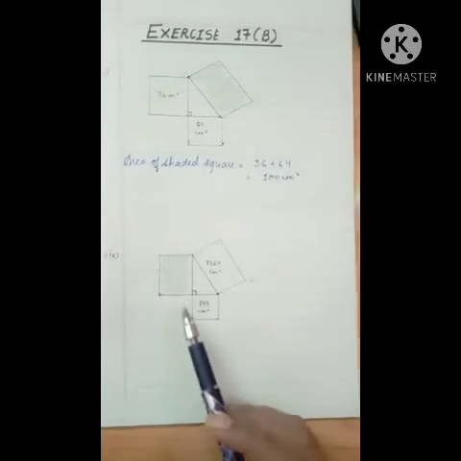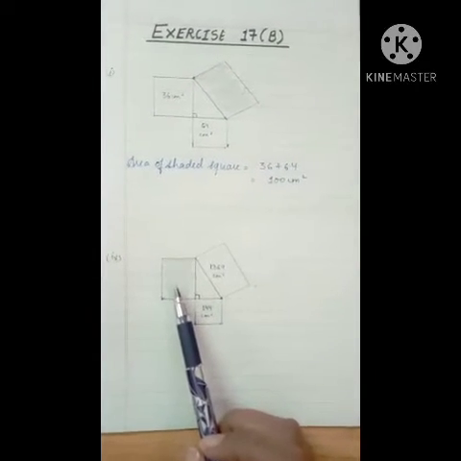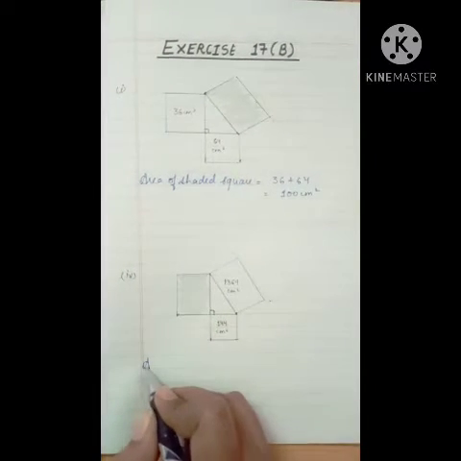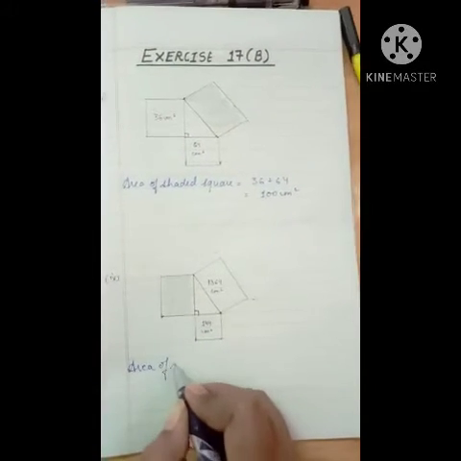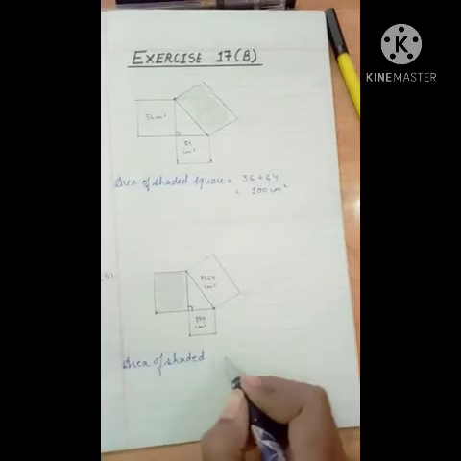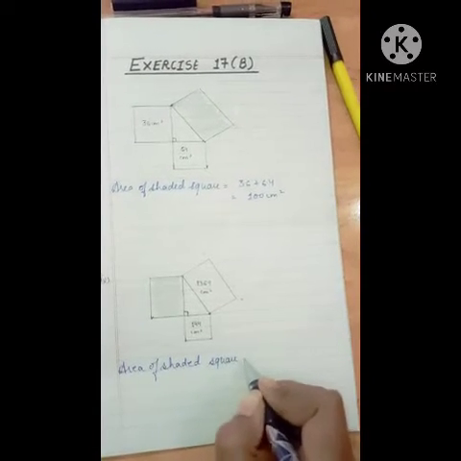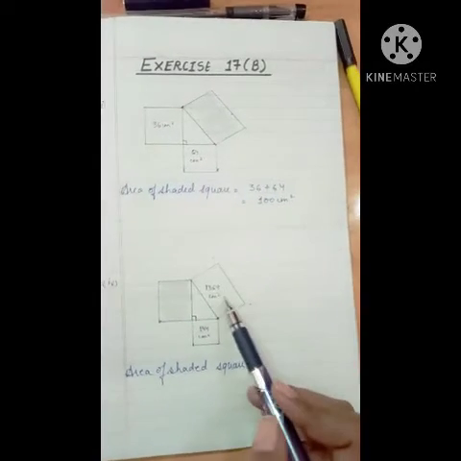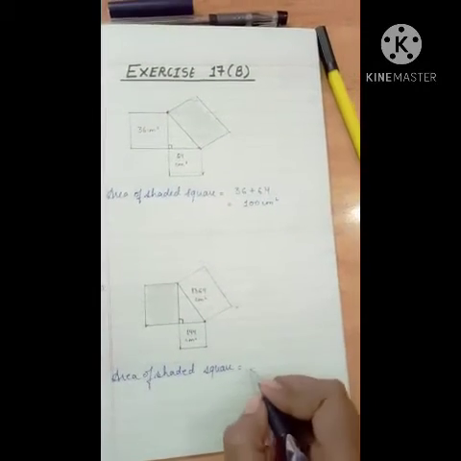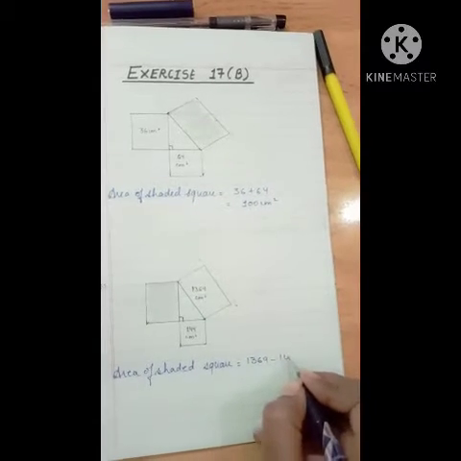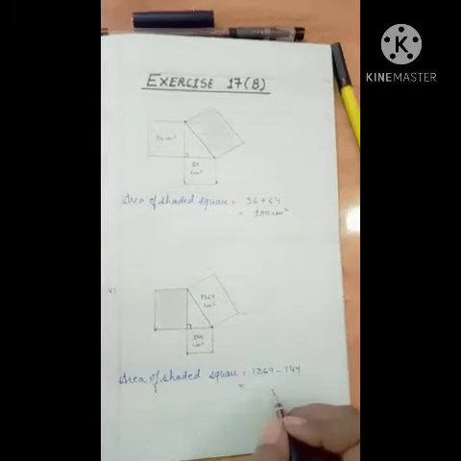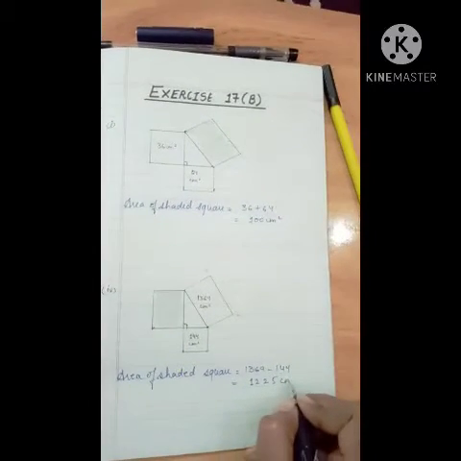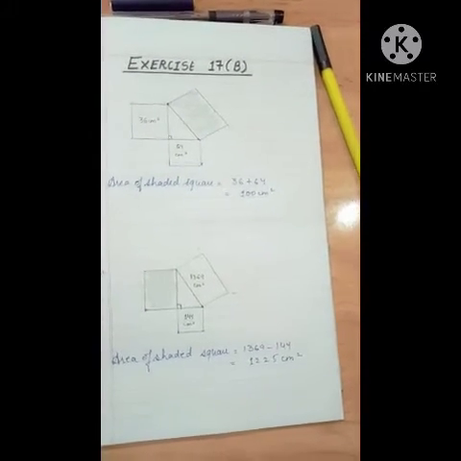Now look at this one. Here the shaded square is this. So what would be the area of this shaded square? This square is not on the biggest side of the triangle. Okay, so what do we do? We subtract this by this to get the area of the shaded square. So on subtracting this, you will get here 1225 centimeter square.